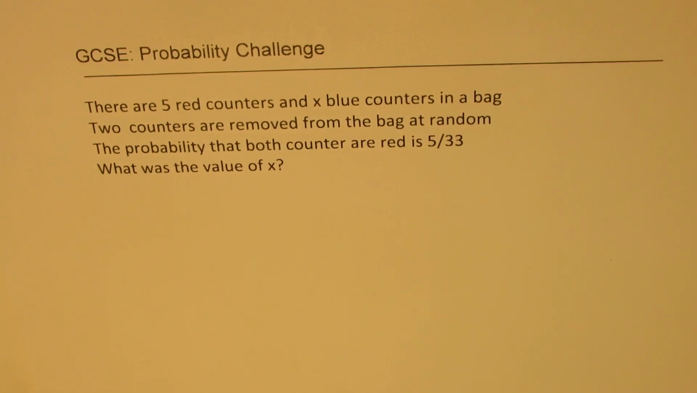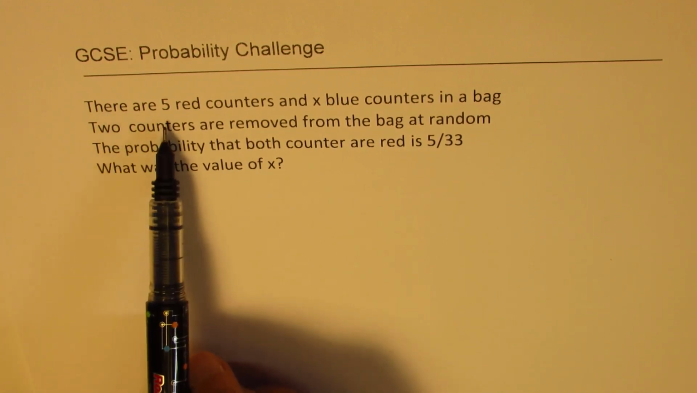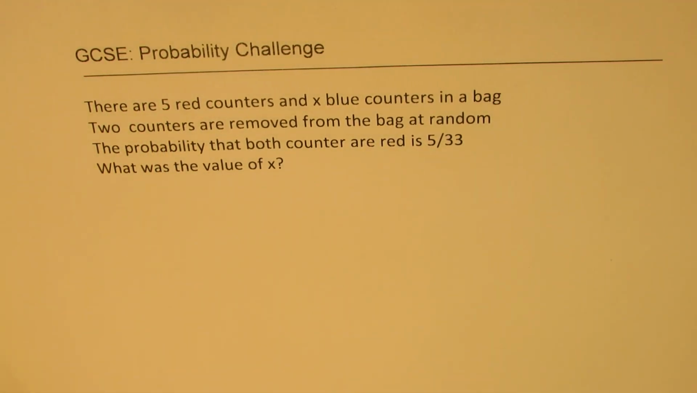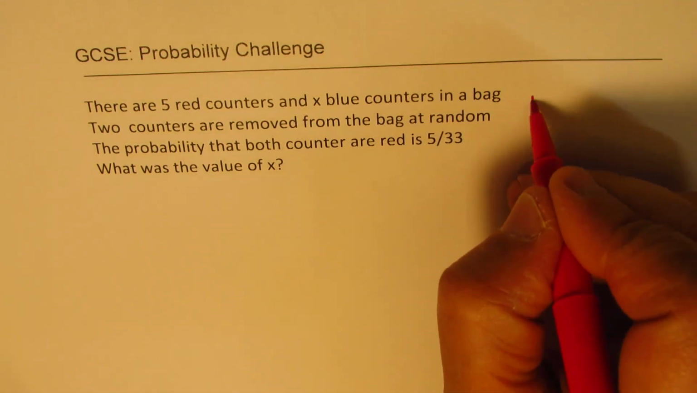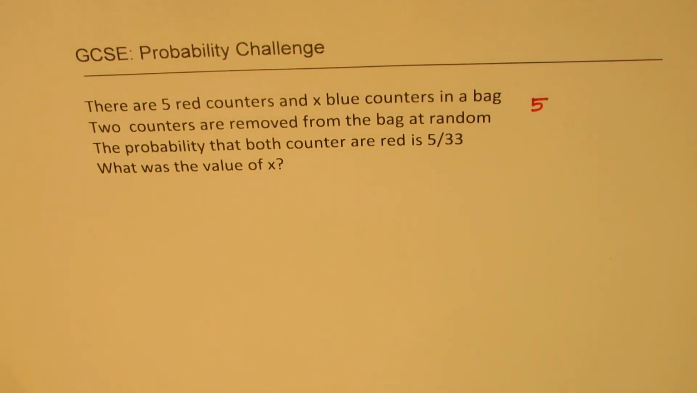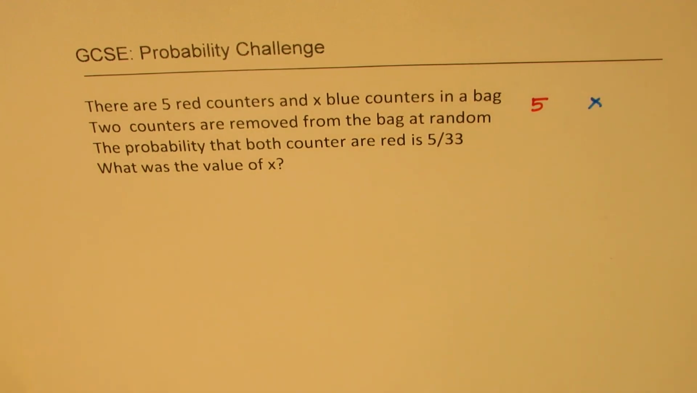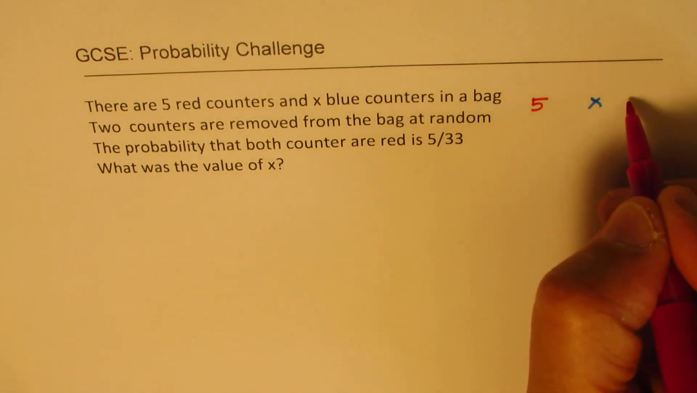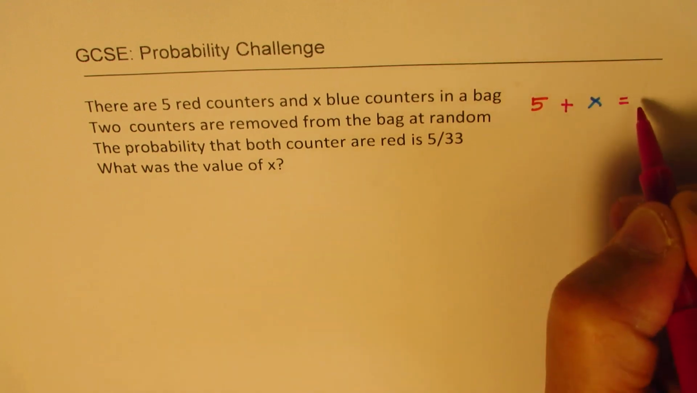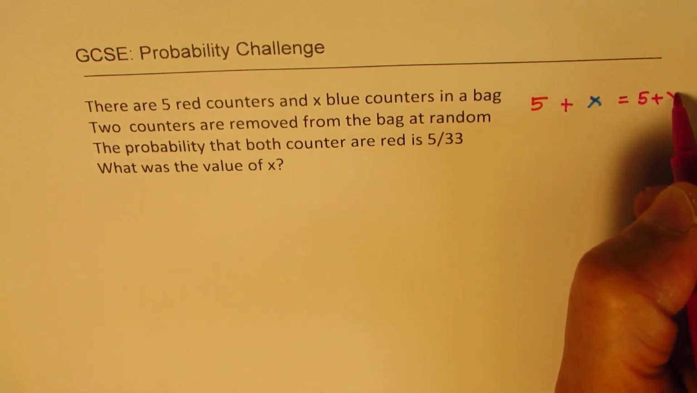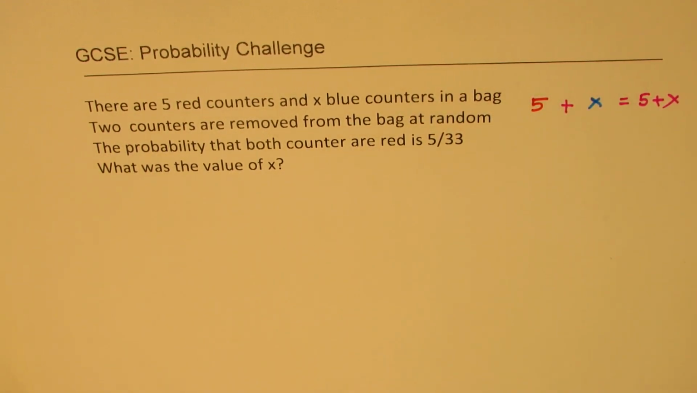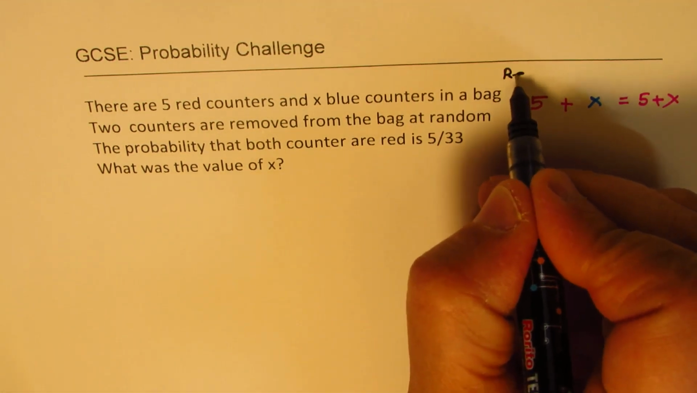Here is another question from your list of question bank. There are 5 red counters and X blue counters. So we'll begin with what we started with, red and blue, right? So that is what we have, and we always want to write what total is. Total is add them up. So we get 5 plus X. Is that clear? Right? So we have red and blue and total.